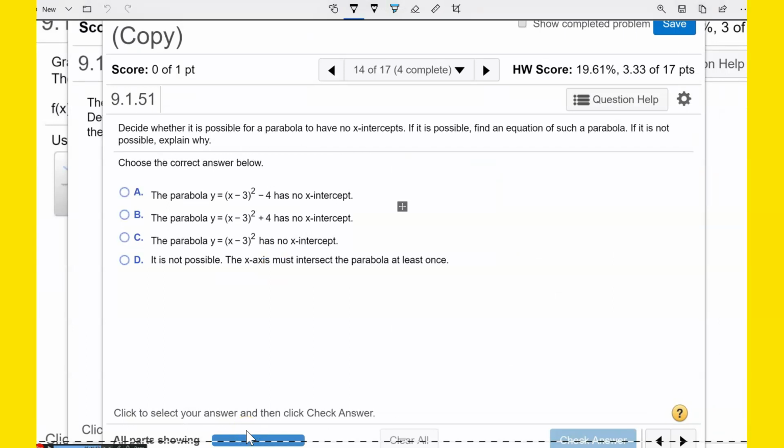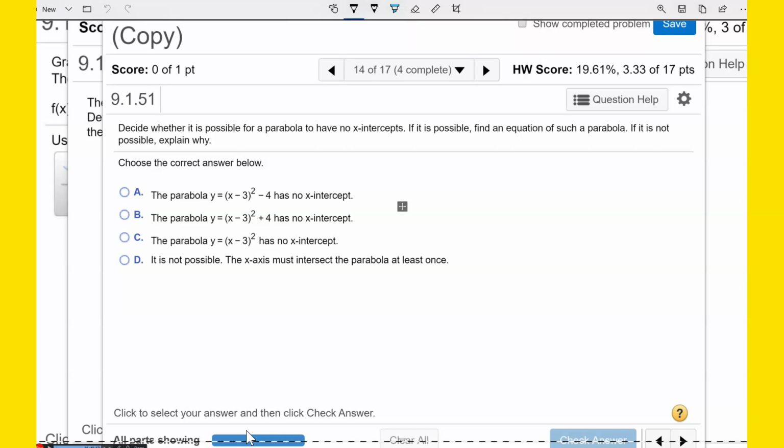I'm skipping ahead to problem number 14 because a lot of those problems were just like ones I've already done for you. So let's try number 14 because it's a little different. Decide whether it is possible for a parabola to have no x-intercepts. If it is possible, find an equation of such a parabola. If it is not possible, explain why.